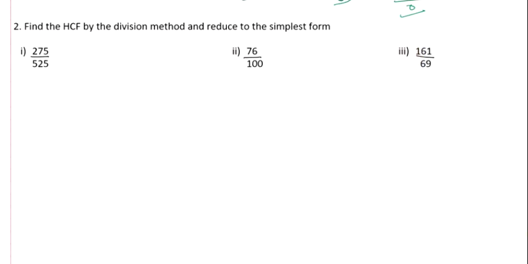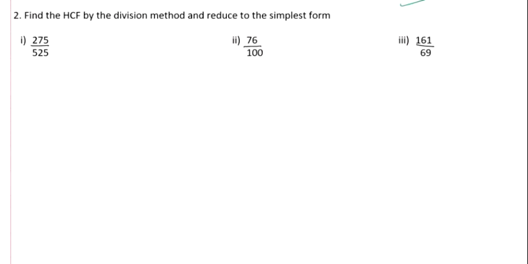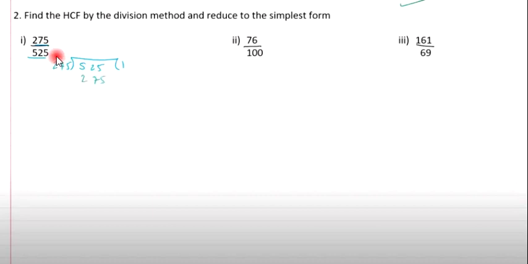Moving on to the next part of the practice set, find the HCF by division method and reduce to the simplest form. Always remember, when you use the division method, the smaller number has to be written as the divisor here, and the bigger number has to be written here. Now when I have 275, I can write 275 ones are 275 and remainder will be 250.